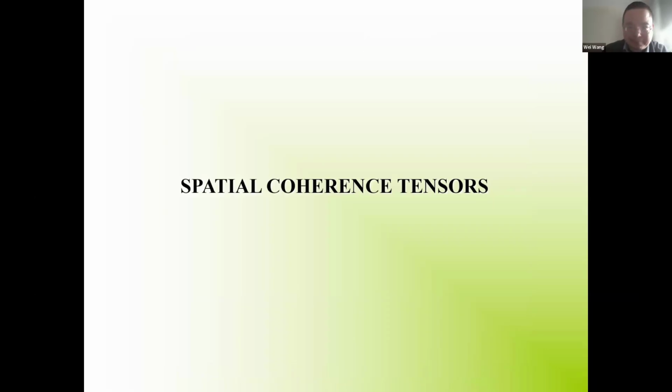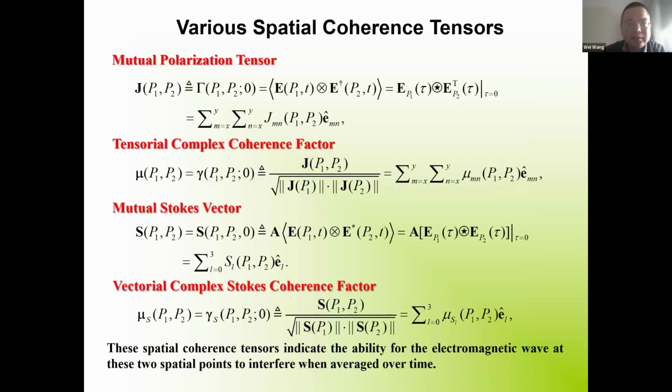Okay, now let's see. Besides the temporal coherence tensors, we are also interested in the measure of the spatial coherence tensors. Once we talk about spatial coherence phenomena, we often set the time delay tau equal to 0. In this way, the mutual polarization tensor can be derived by setting tau equal to 0. So this is the definition for the mutual polarization tensor.